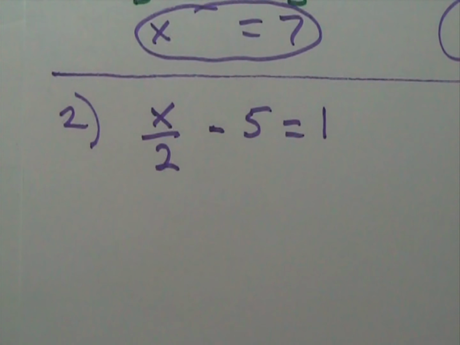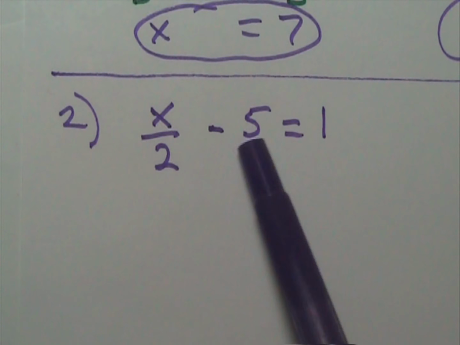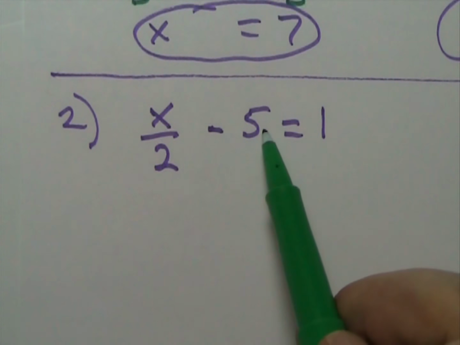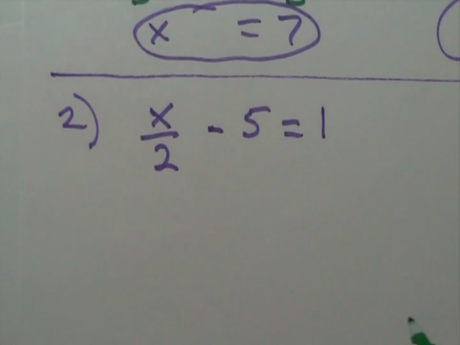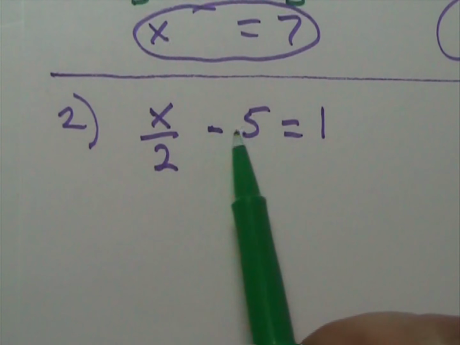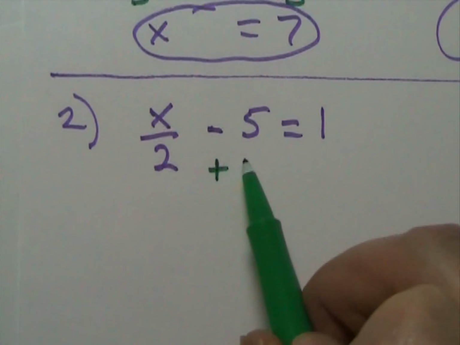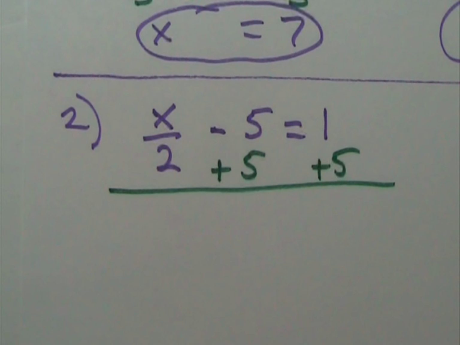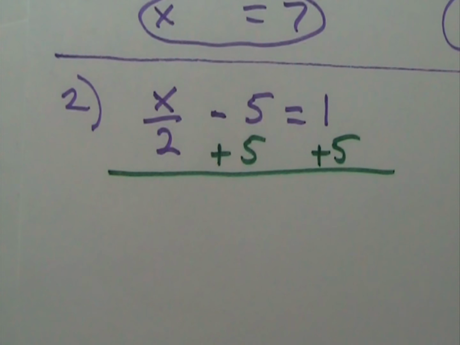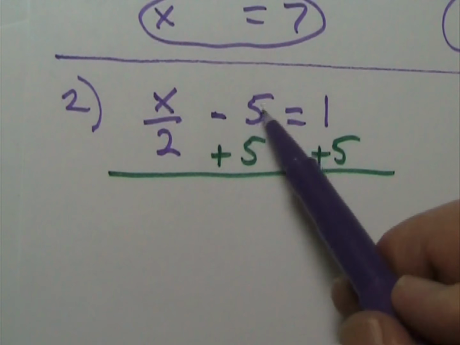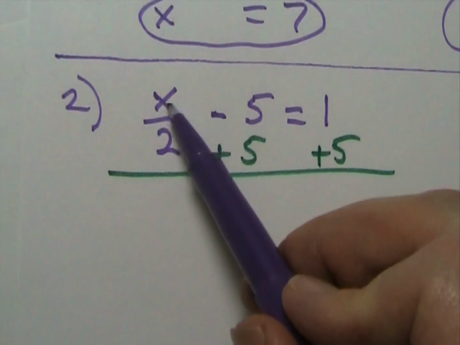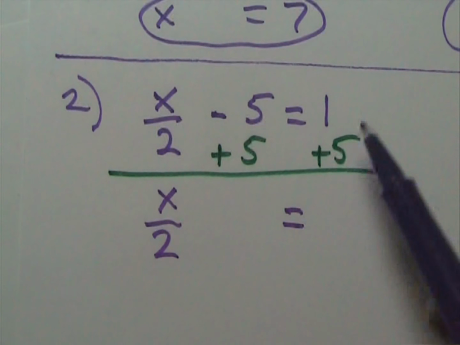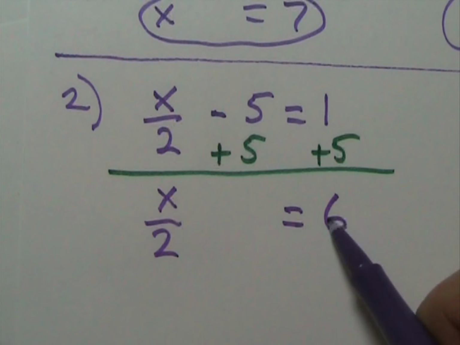Okay, here's our second example. This time we'll check it on the other side. Just a minute. X over 2 minus 5 equals 1. All right, our first step is take care of any adding or subtracting. Well, to take care of this minus 5, I will simply add 5. But you have to do it to both sides. You have to be fair. So this is gone, right? This is 0. And this leaves me with just x over 2. I'll keep my equals lined up. And then 1 plus 5 is 6.